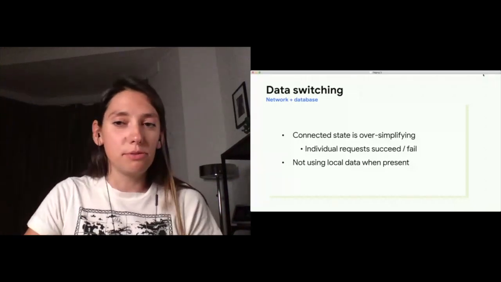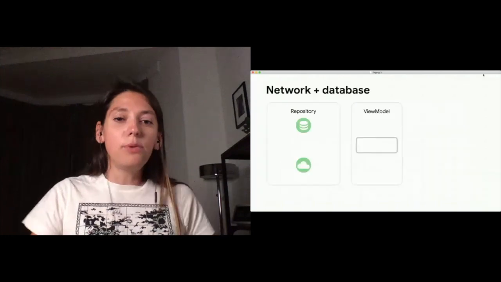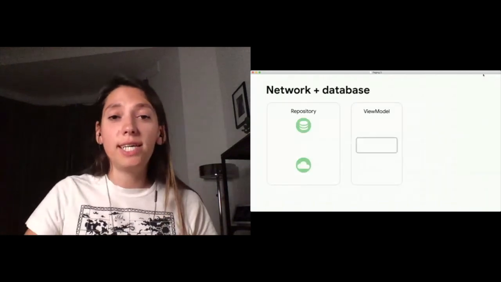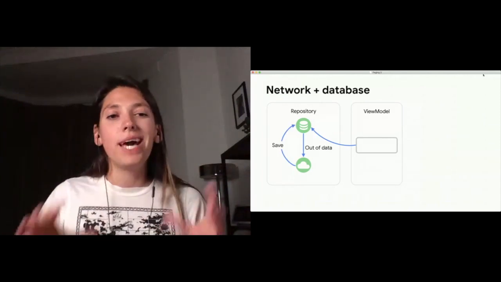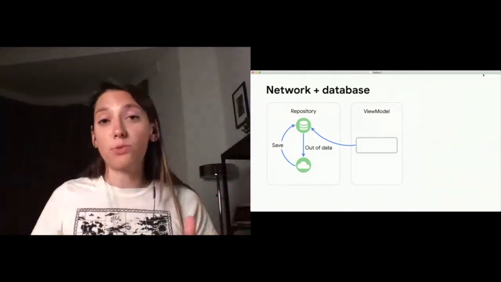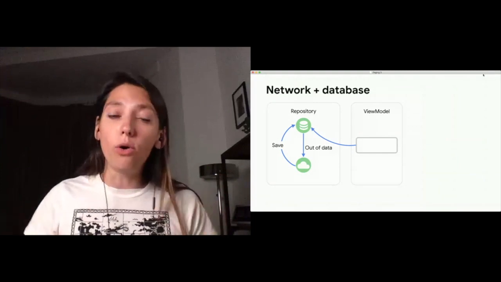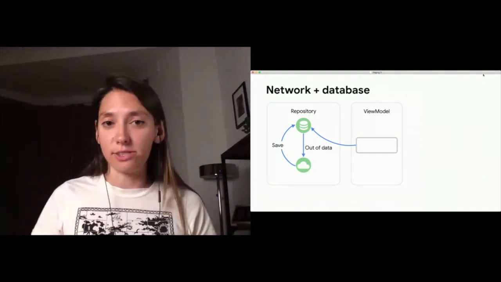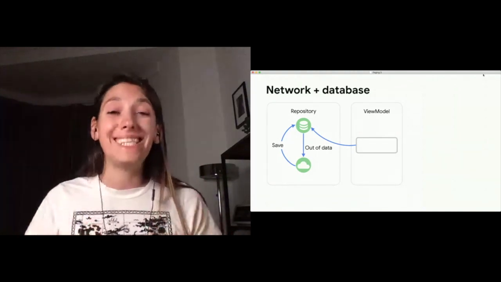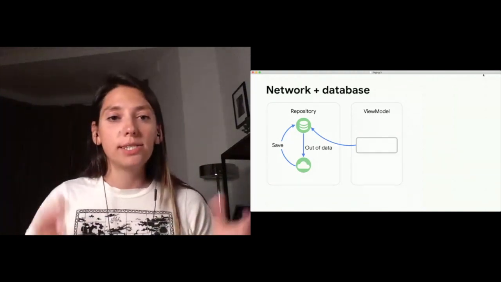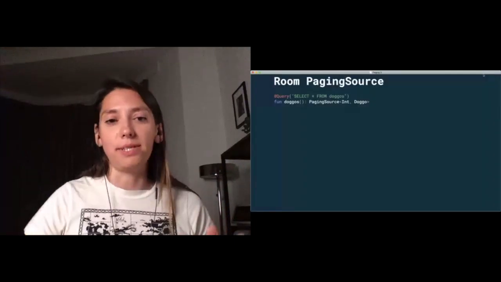Okay, so what's a better solution? Well, another solution is to always treat the database as the source of truth for the UI, and only request more from the network on first load or when the data from the database is exhausted. Well, Paging 3 was built to support this exact architecture. So here's what we need to do to implement it.